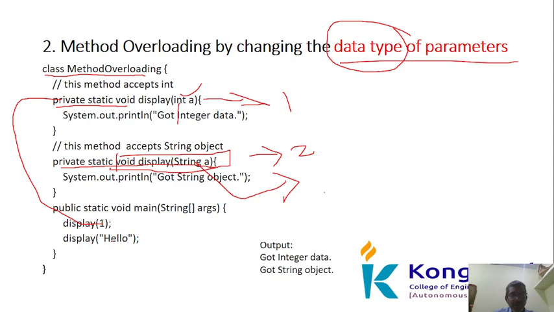Next one, display hello. Display hello is given within double quotes, so it is considered a string. In display one, the first method, only the integer value is given. In the second one, it is given as a string value. So automatically it will go here and display as got string object. So this is the output.